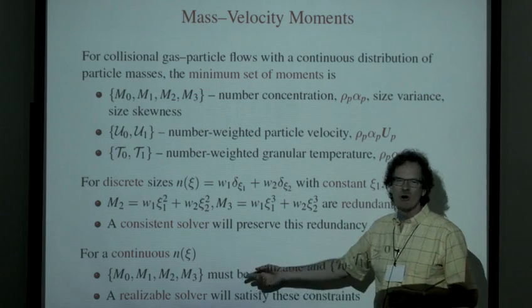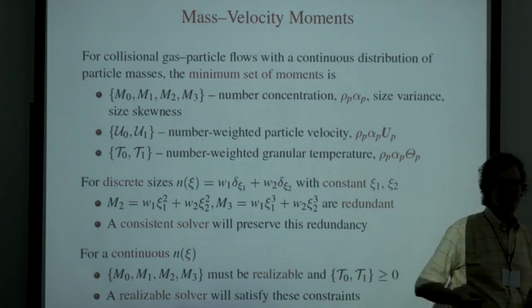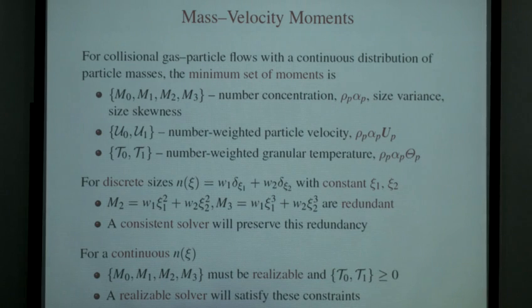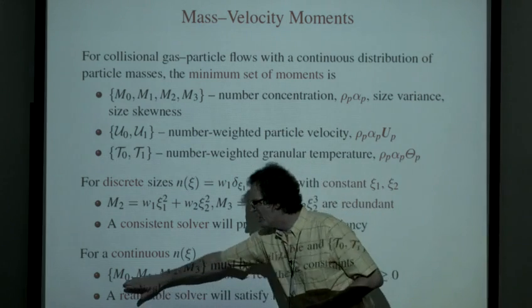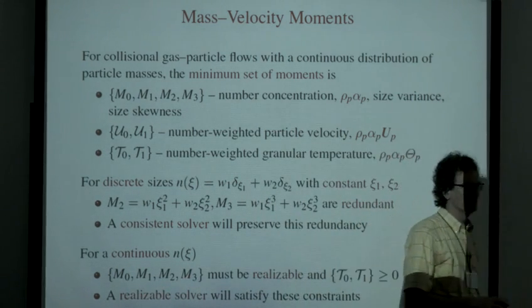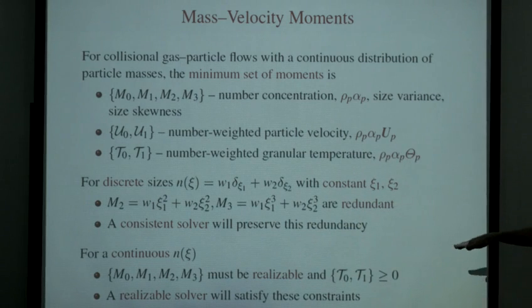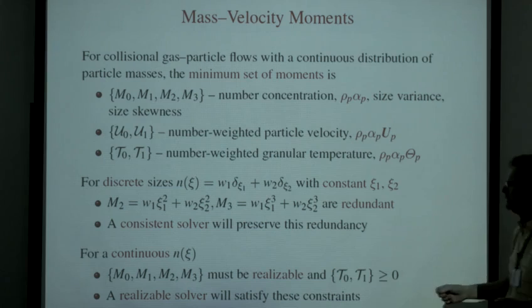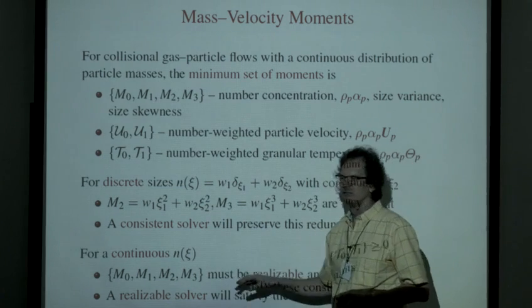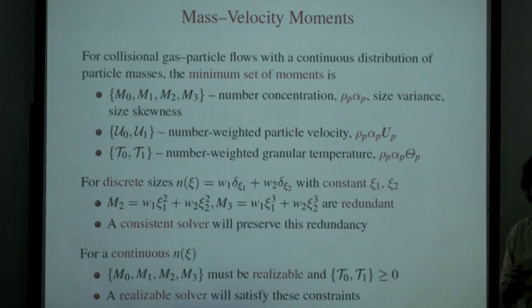Then suddenly you're going to get moments that are non-realizable. What does that mean? Well, that means your variance is negative, for example. That one's pretty easy to see. Or the number density is negative. Typically that's less often. With these 4 moments, it's usually not hard to see because it's usually just the variance that is negative. But if you add M4, M5, and M6, the constraints on realizability are harder to build into the solver.